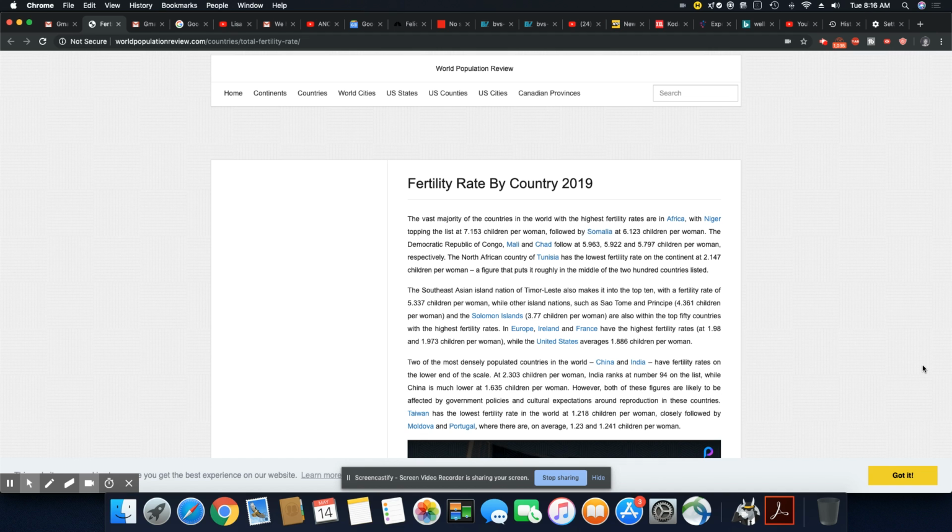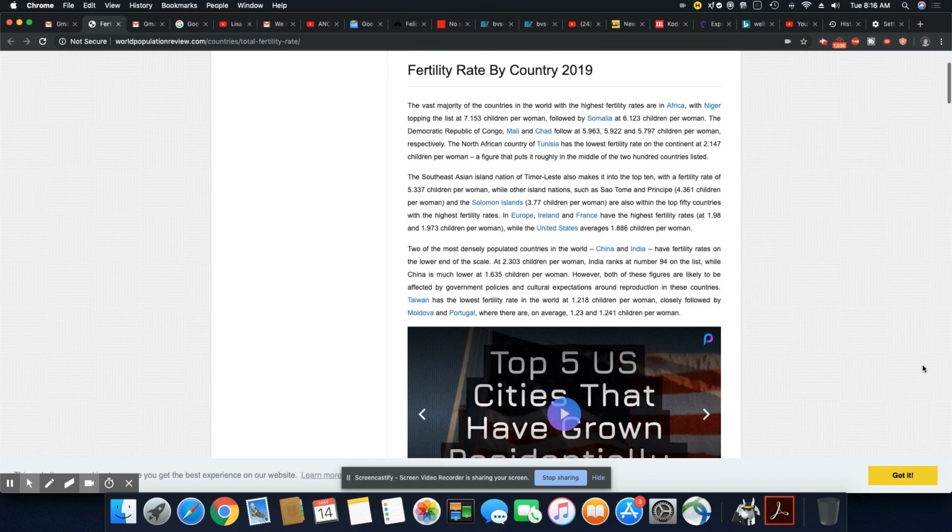Taiwan has the lowest fertility rate in the world at 1.218 children per woman, closely followed by Moldova and Portugal, where there are on average 1.23 and 1.241 children per woman. So take a look at this chart, y'all.